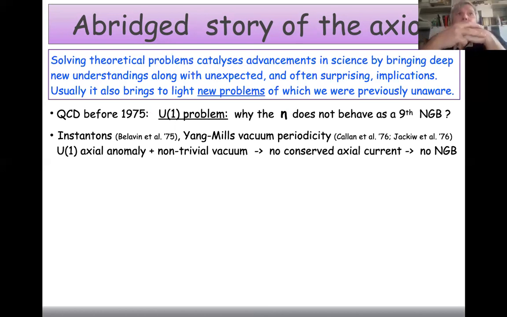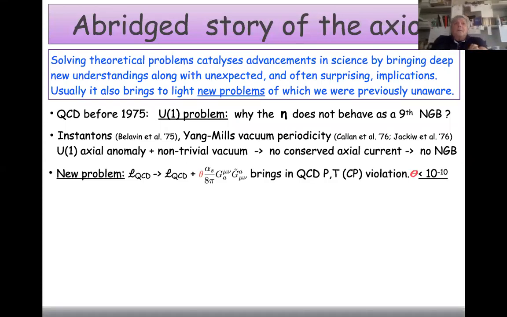In QCD, before 1975, there was a problem. It was called by Weinberg the U(1) problem. It was why the eta particle does not behave as a ninth Nambu-Goldstone boson, but has a mass which is sizably larger than the pions and the kaons. With the discovery of instantons, and with the understanding of the properties of the vacuum of Yang-Mills theory, the problem was solved. It was understood that the U(1) axial anomaly in a non-trivial vacuum background has no conserved axial current, and therefore there is no Nambu-Goldstone boson, as experimentally verified.